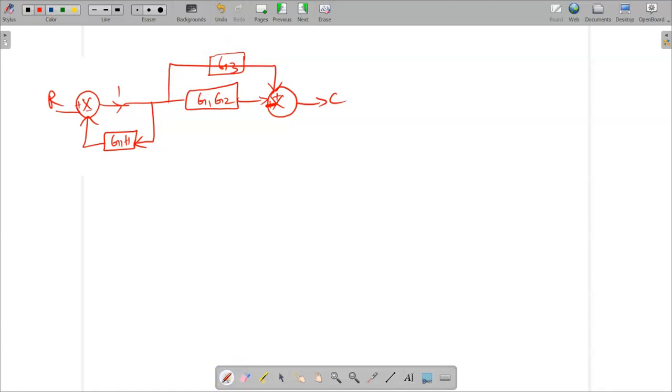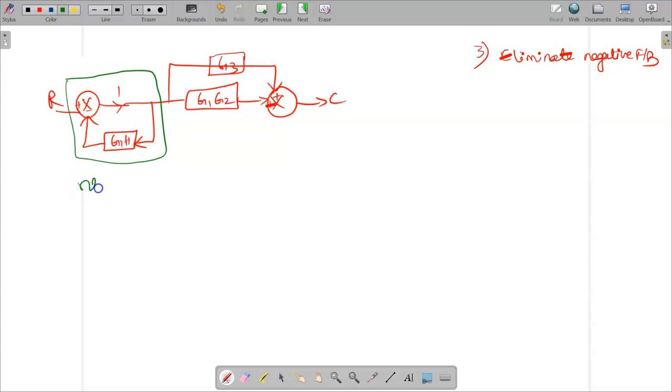Now your third step is, let me eliminate the negative feedback loop. How will you eliminate your negative feedback? This block is your negative feedback loop. Whatever the forward path gain is, you write it as it is. What is your forward path gain? 1, that you have to write in the numerator, then divided by, always in the denominator the first term is 1.